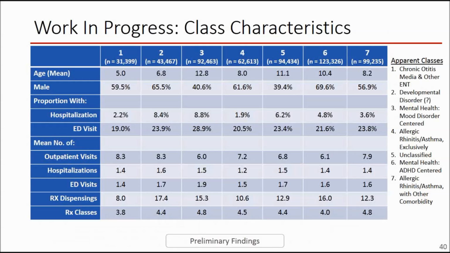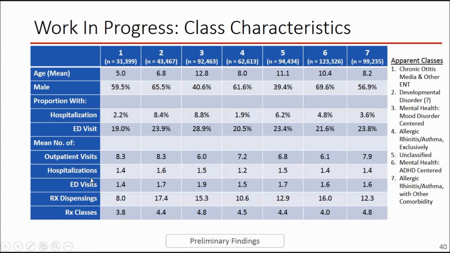Hospitalization rates vary, ED rates vary. Highest emergency department utilization is in class 3, which is this mental health mood disordered class. Interestingly, and something we've had come up in discussion, is they also have the lowest outpatient visit rate. So it makes you wonder, are they shuttling into the ED setting and not being seen or managed as closely in the outpatient setting?